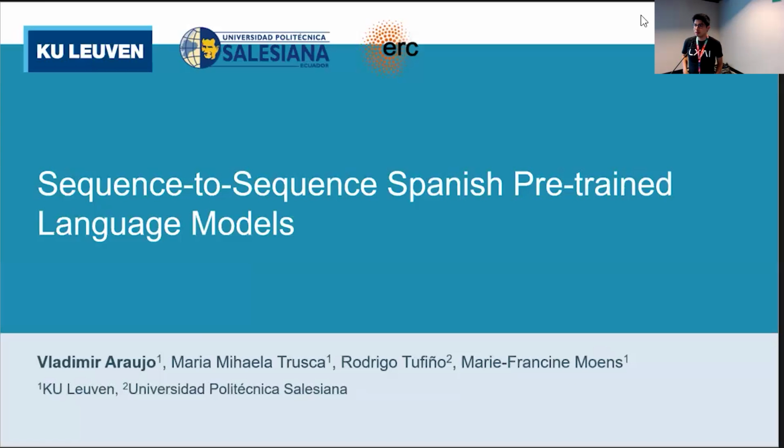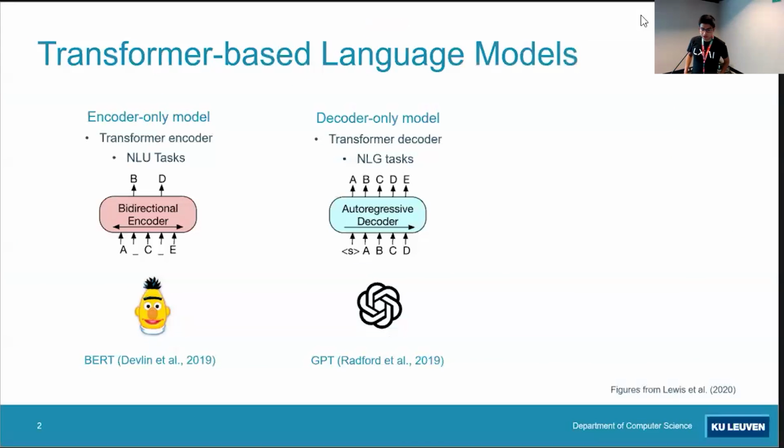Okay, I'm going to talk about a collaboration with the Universidad Politécnica Salesiana. I'm going to start right away because you already saw the title. So in the contemporary field of NLP, we already know that transformers have been used to create different kinds of models, and there are two predominant architectures.